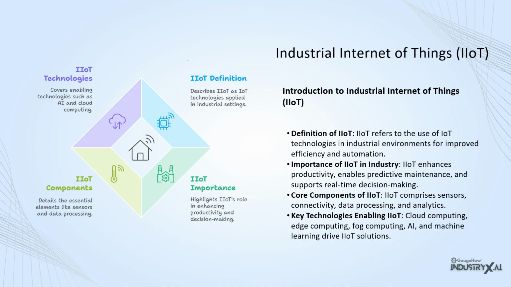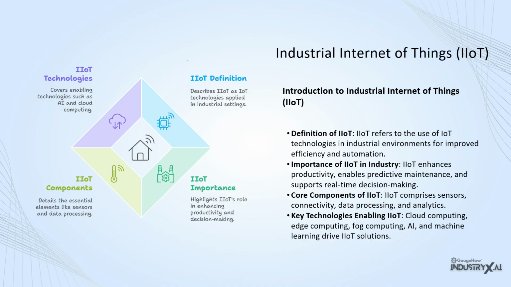Then with real-time decision making. So IIoT enables factories to collect data from across the entire production process and analyze it in real time. This means managers and operators can make informed decisions on the fly, be it adjusting the production schedule or addressing a bottleneck. So these are few of the important characteristics and why IIoT is exactly important in industrial settings.